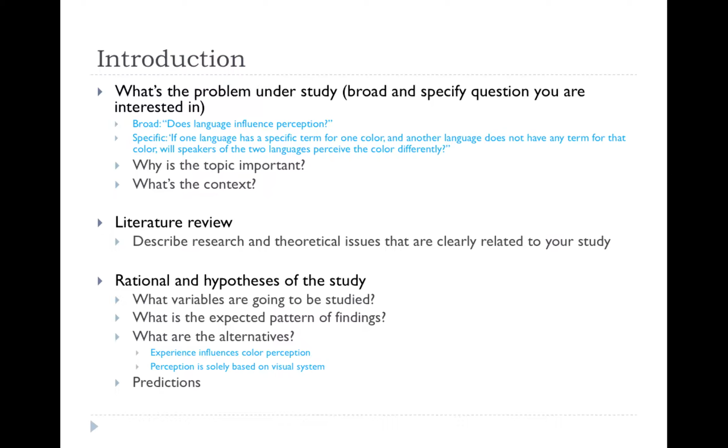You give your hypotheses, what are the possible outcomes. So if there's two theories that could be true, you list those here. As you can see here, it says it's possible that experience influences color perception, but another possibility is that perception is solely based on the visual system. And then last but not least, you also include some predictions for your results, so basically saying what you expect to find. That's usually how the introduction section ends.